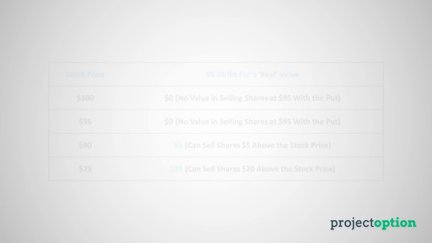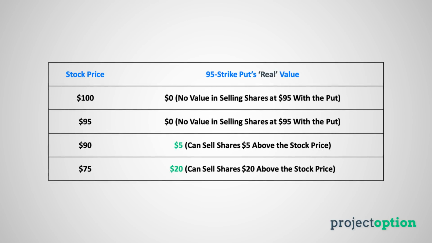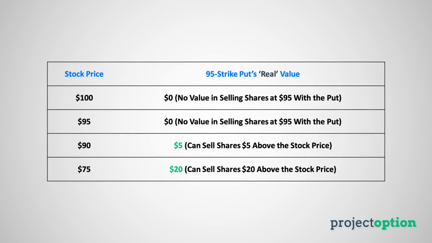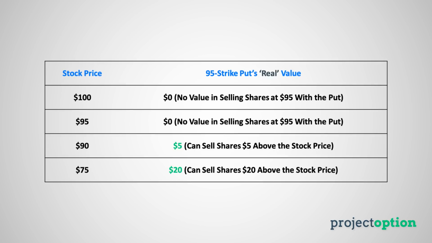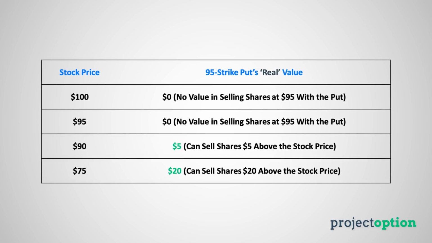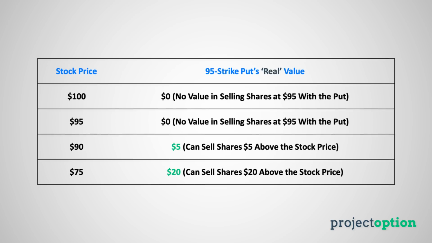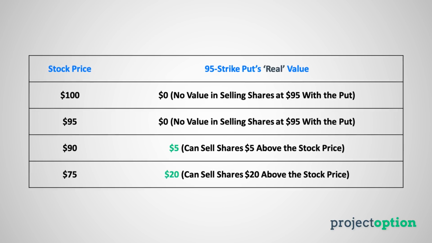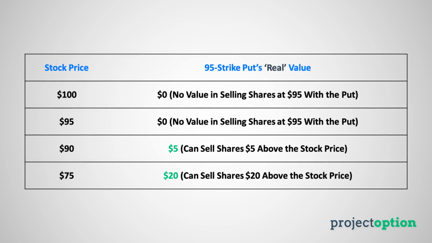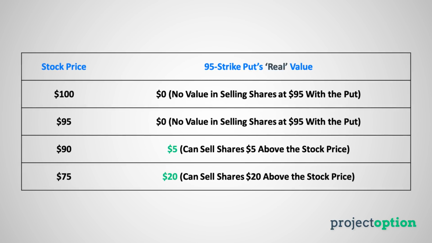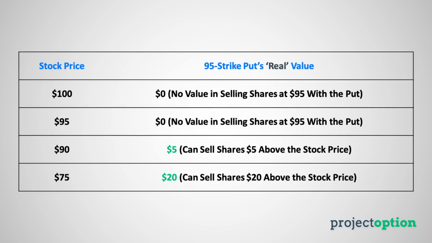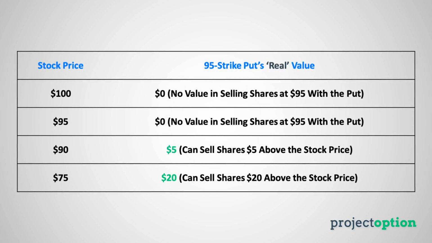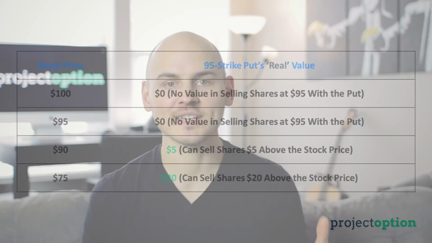So for example, if we have a put option with a strike price of $95 and the stock price is at $90, there's $5 of value in being able to sell shares at $95 when the stock price is at $90, because there's $5 of value in being able to sell shares $5 above the current stock price. Now, if the stock price plummets to $75, that same 95 put is now worth at least $20, because there's $20 of value in being able to sell shares $20 above the current stock price.